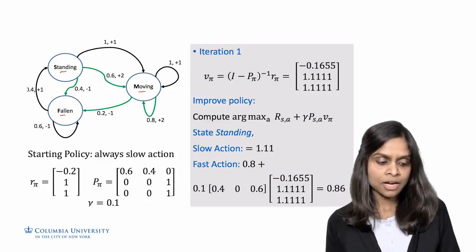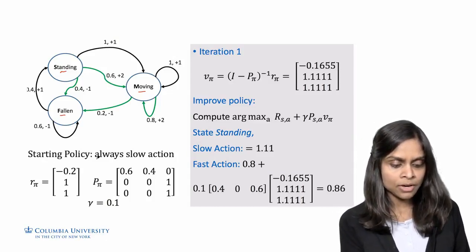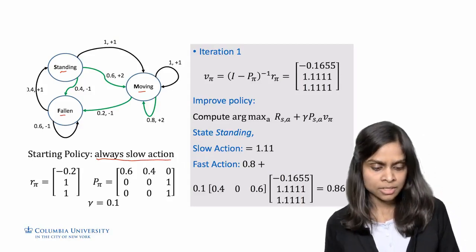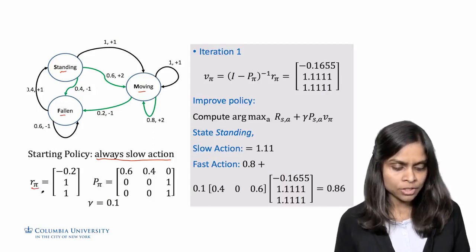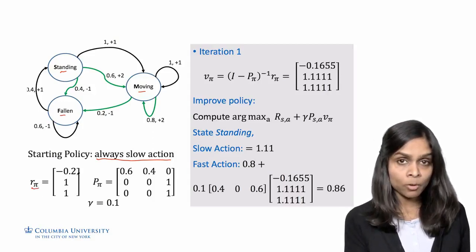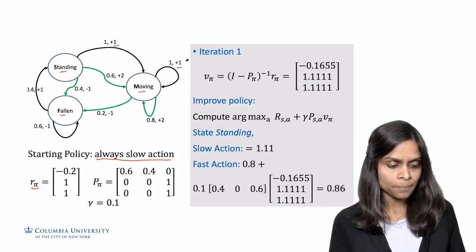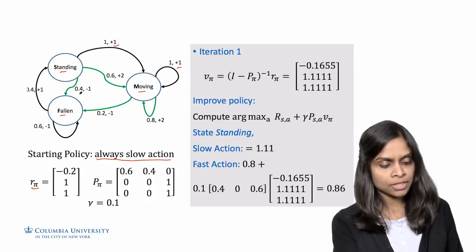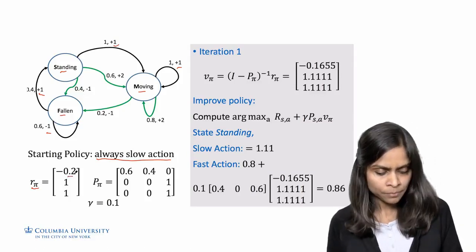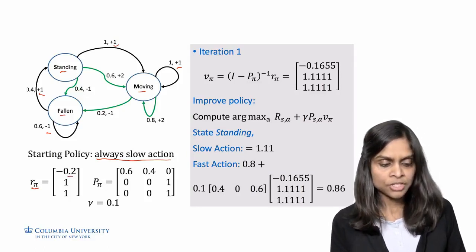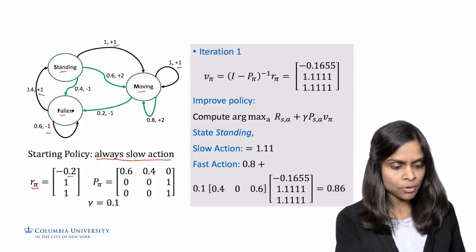The policy iteration method starts with some arbitrary policy, and here I have chosen the arbitrary starting policy to be the one that always takes the slow action in all states. And here I've shown the expected immediate reward for this policy. The immediate reward for the policy of taking slow action is clearly 1 in both moving and standing state. For the fallen state, the expected reward of taking slow action is a combination of these 2 scenarios, which is minus 0.2.